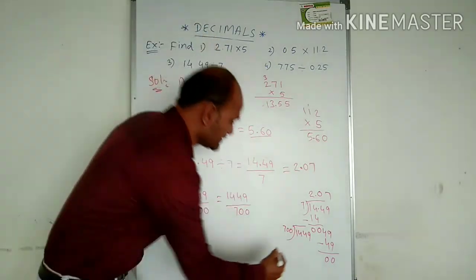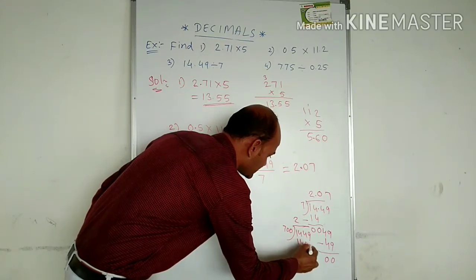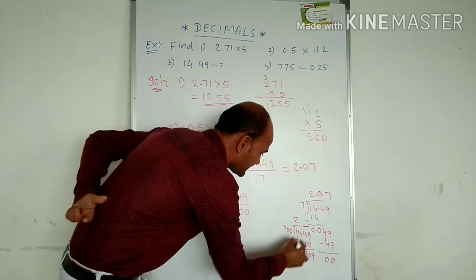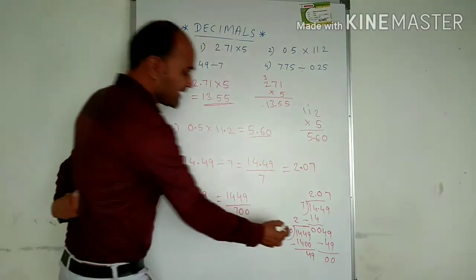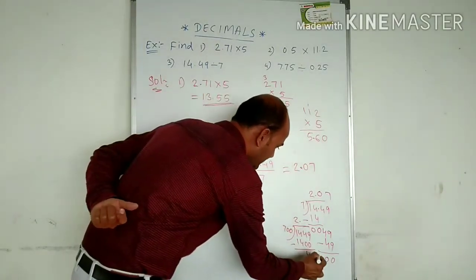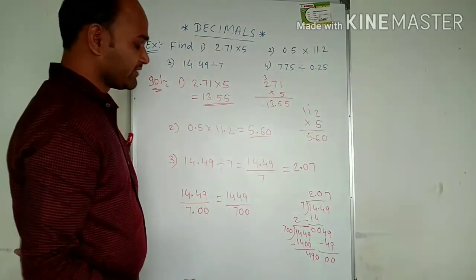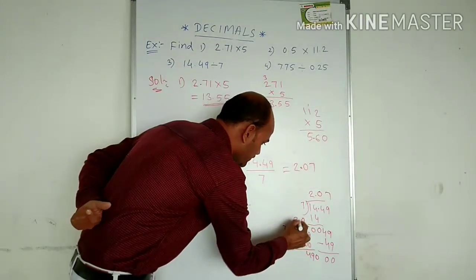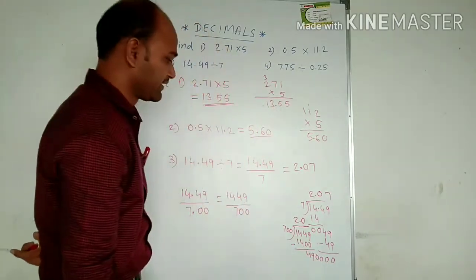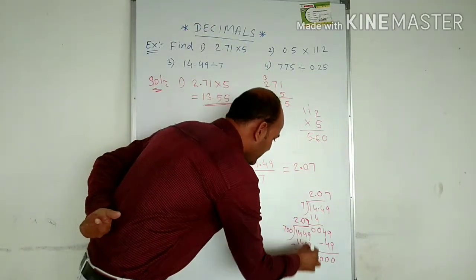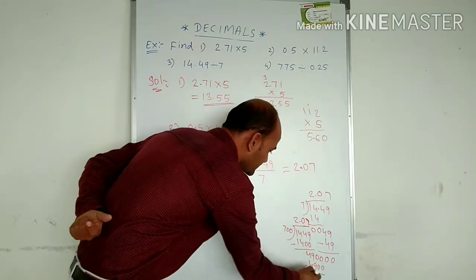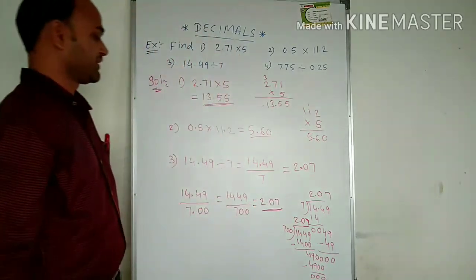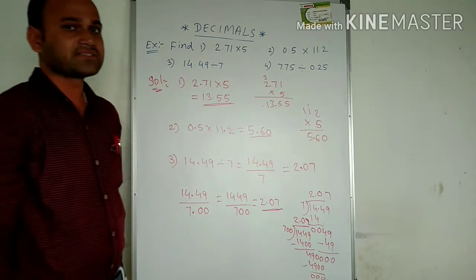700 ones are 700, 700 twos are 1400. What we got here, that is 49 remains. Subtract it and we'll get 49. Okay, so 49 is smaller than 700, so we can put the point and take 1 zero. Again 490 is smaller than 700, so put 0 and take one more 0 here. Now we can take 7 sevens are 490. Then subtract it, you will get 0. In this way also you will get 2.07 as the answer again.